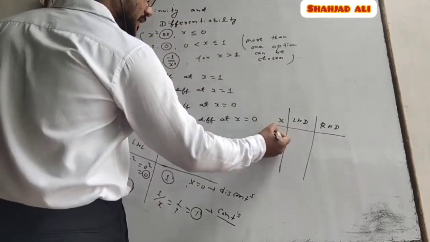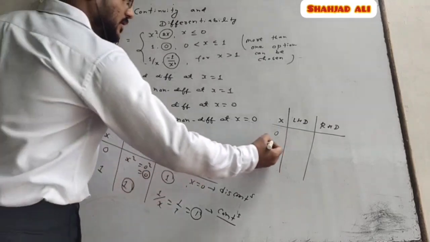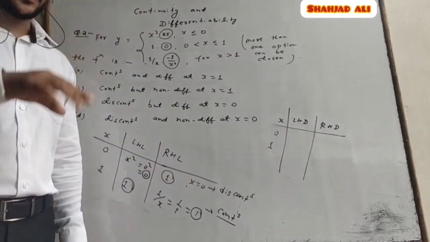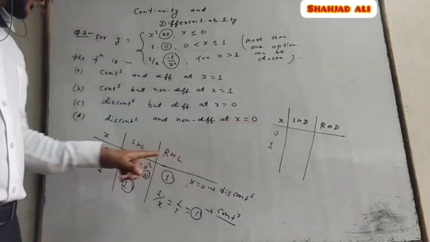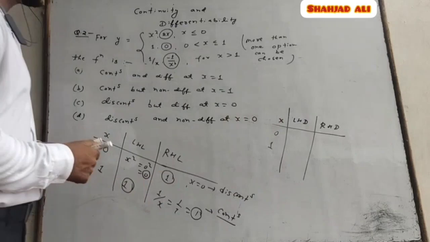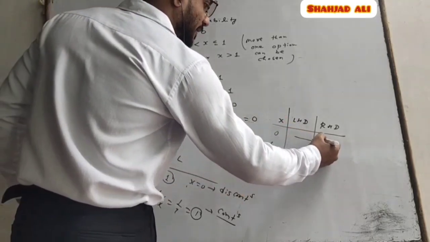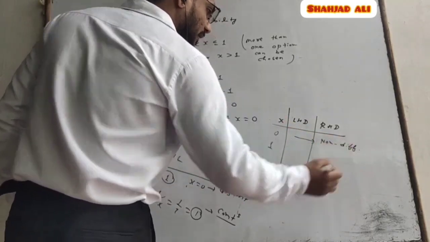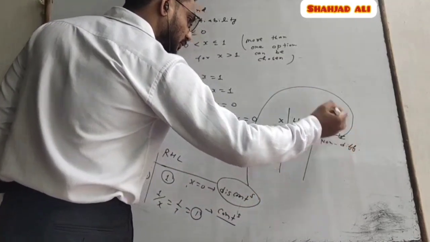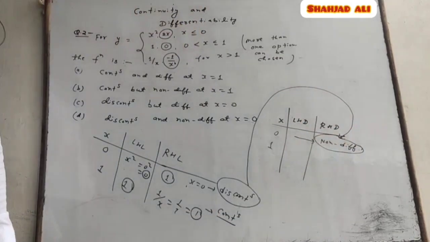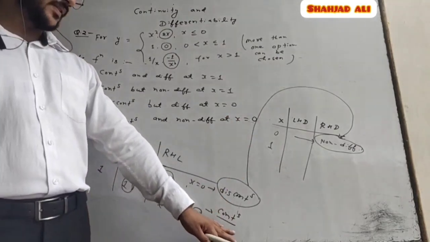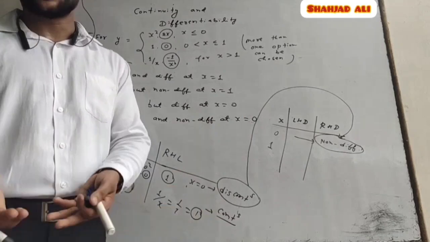So you need to check at 0 and 1. Now I am telling you simply, that's why I have given you some important facts. At 0 this function is discontinuous, so no need to check at 0, because if it is discontinuous at 0, it will be non-differentiable. But we will check for 1 because it is continuous. Being continuous at 1, it may be differentiable or non-differentiable, both are possible.